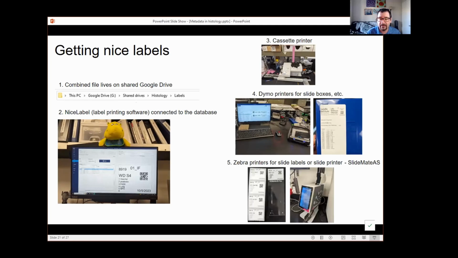Zebra printers are something that we began with for slide labels, and later on we got a slide printer that can print directly on the slide. If you put a slide with a label on a confocal, and you wouldn't have anything on the other side of that slide, that would actually cause some tilt. So although those slide printers are quite costly, they're the best possible way to go.